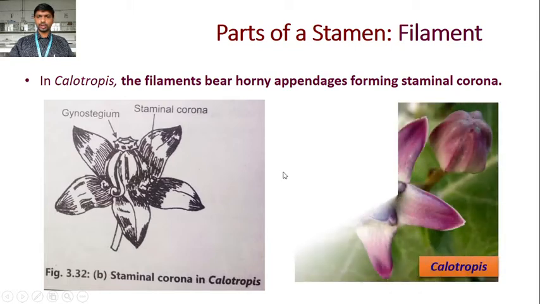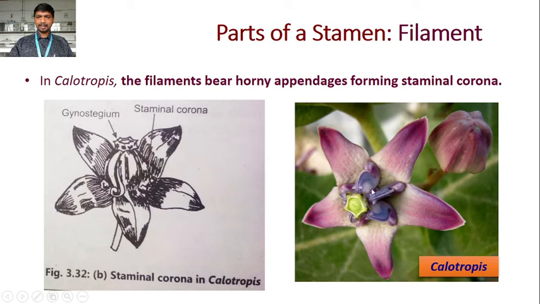Here is the photograph where we can clearly see the staminal corona. These are the horny appendages seen in the Calotropis flower. They are called staminal corona. So this staminal corona is formed by the filaments that bear horny appendages.